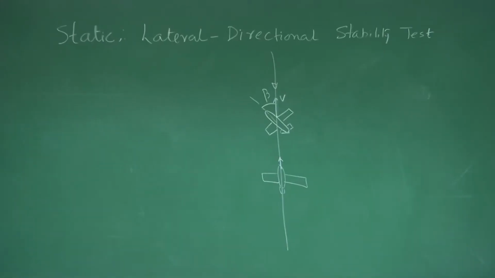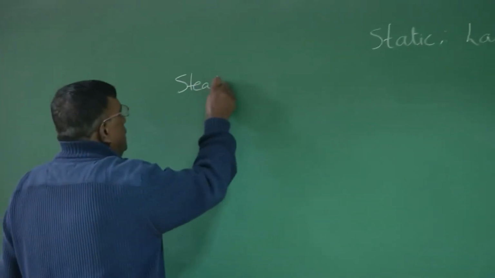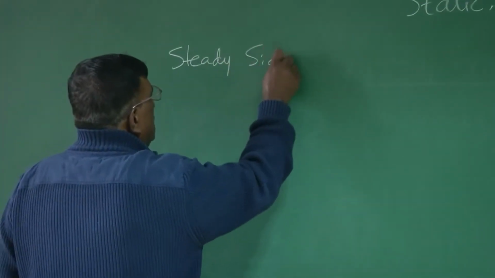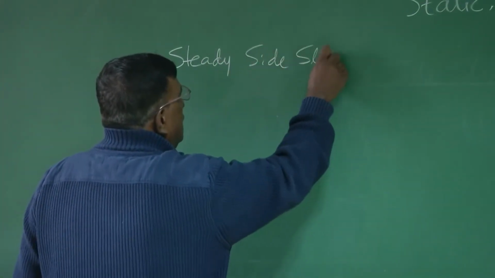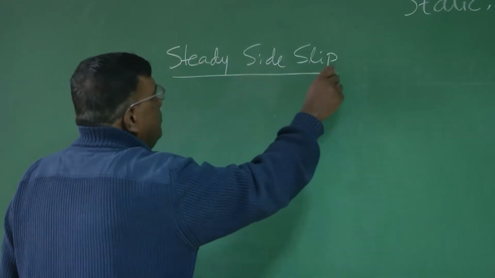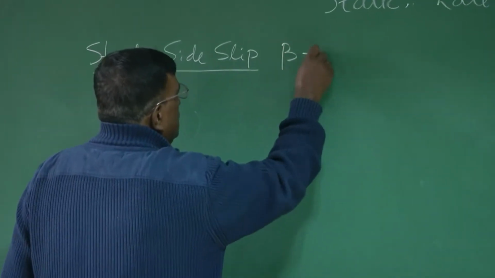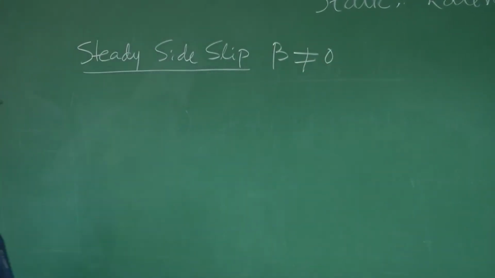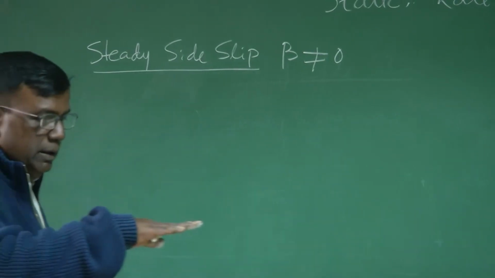First we will take steady side slip. Here beta is not equal to 0. Correct? It's moving with a constant beta, that is, it is flying like this, constant beta.